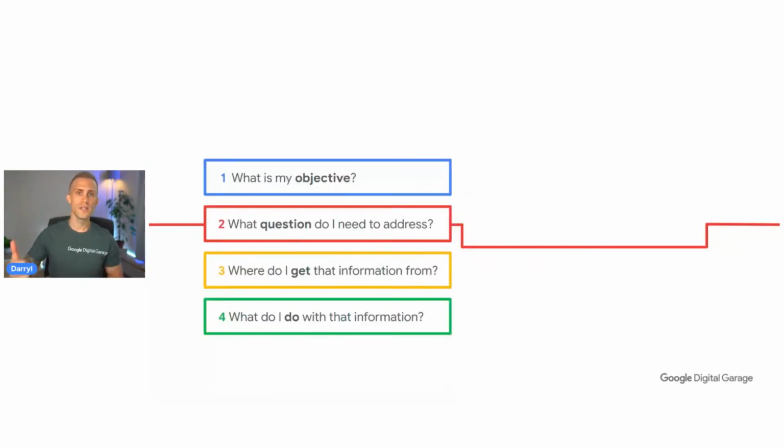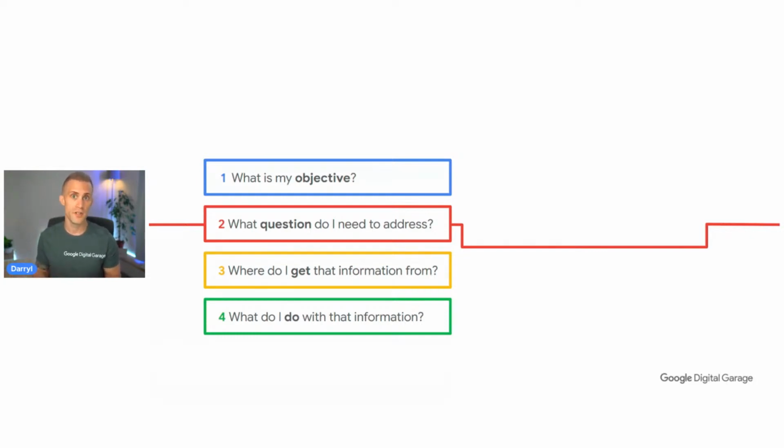We have: what is my objective, which we're going to be jumping into very shortly. Then we're going to think about what questions we need to address. Next but not least, where do we get that information from? And then last but not least, what do we do with that information? These four steps, we're going to break down throughout today's session. But number one, we're going to jump into what is my objective.